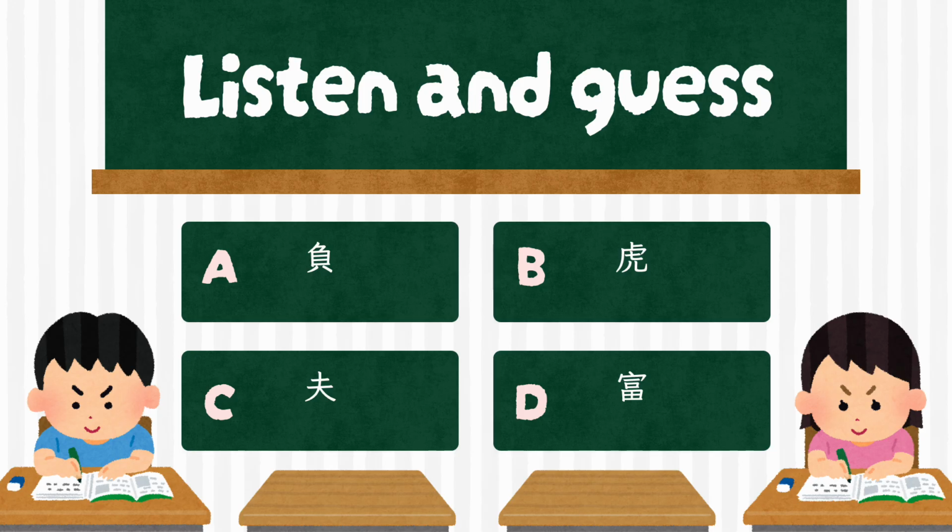The answer is D. A is tone 6. Fu, fu. B is tone 2. Fu, fu. C is tone 1. Fu, fu. And D is tone 3. Fu, fu.